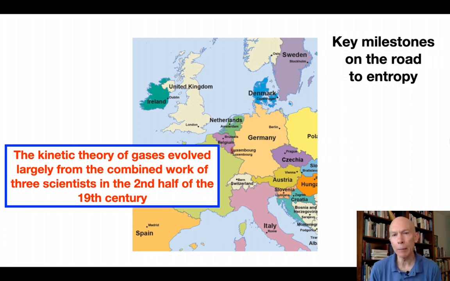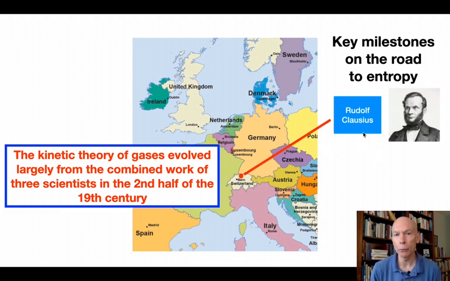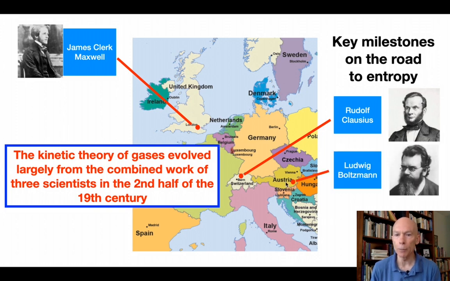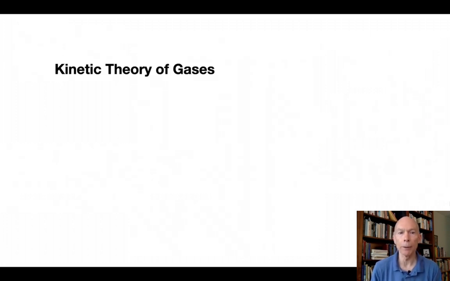As we review the key milestones on the road to entropy, these final stages, the kinetic theory of gases evolved largely from the combined work of three scientists. This was in the second half of the 19th century. So who do we have? We have Rudolf Clausius in Zurich, Switzerland. He had moved from Berlin to Switzerland. Then we have James Clerk Maxwell working out of London. And finally, Ludwig Boltzmann out of Graz, Austria. These are the three players in the kinetic theory of gases, and I want to talk some about their work.